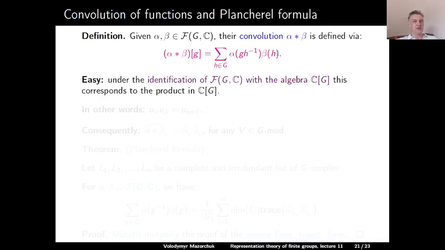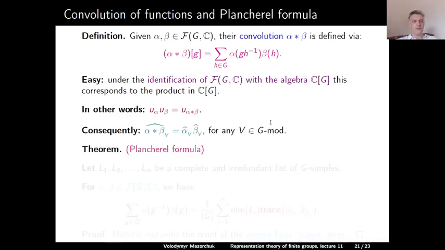Under our identification of the space of complex-valued functions on G with the group algebra C of G, this simply corresponds to the product in the group algebra. In other words, U alpha times U beta in the group algebra is equal to U alpha star beta. So here alpha star beta is the convolution of alpha and beta. Consequently, taking the hat of the convolution is exactly the same thing as taking the composition of the linear operators which describe the hats of the factors of this convolution. And this is valid for any G module V.